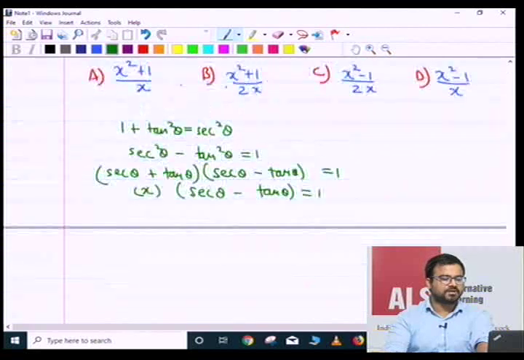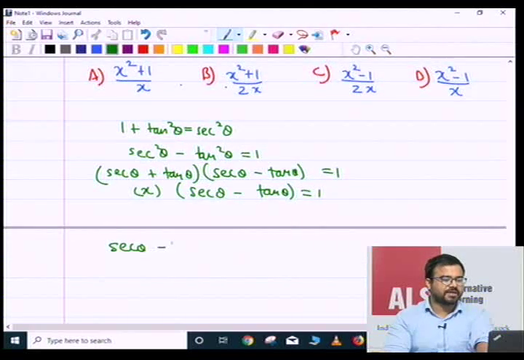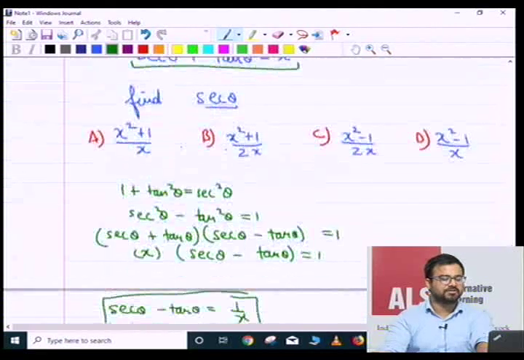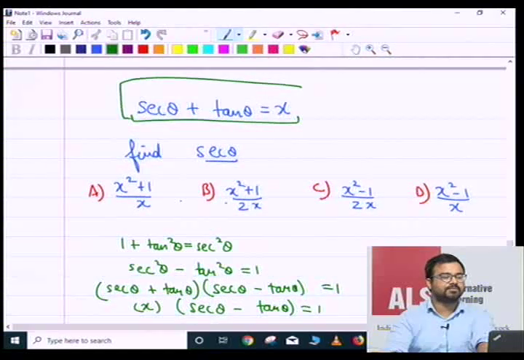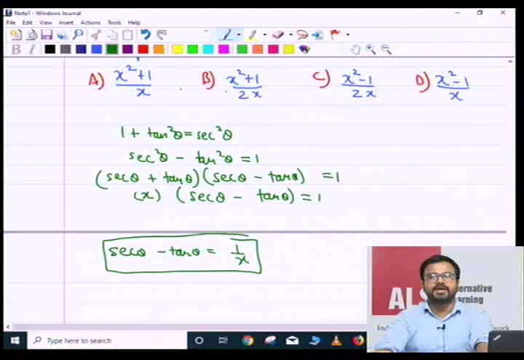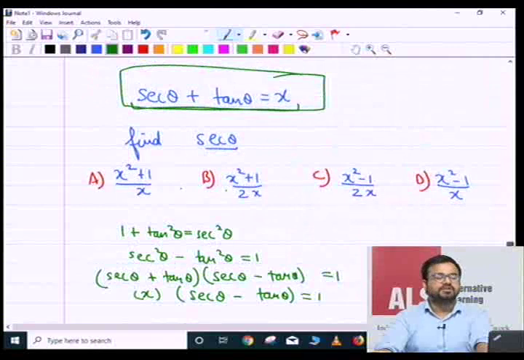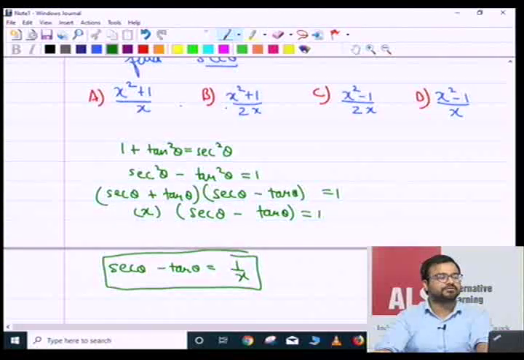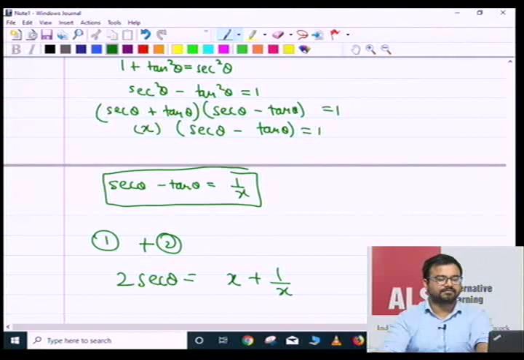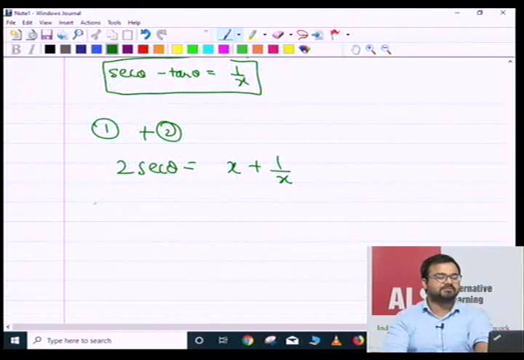So you can say sec theta minus tan theta is equal to 1 by x, right? So this is your second equation, and the first equation, which was given in the question, was sec theta plus tan theta is equal to x. The second one we have found: sec theta minus tan theta is equal to 1 by x. If you add both of them, tan theta and minus tan theta will get cancelled out. So adding first plus second, twice of sec theta will be x plus 1 by x.